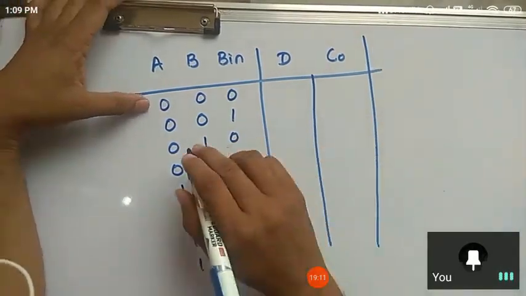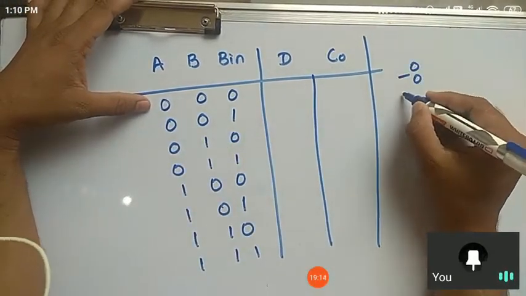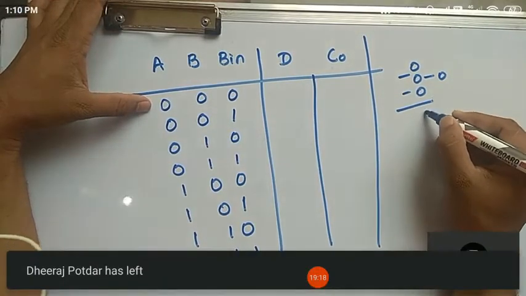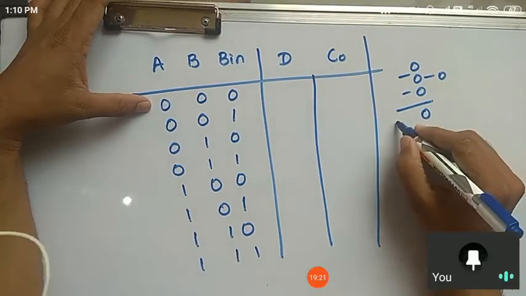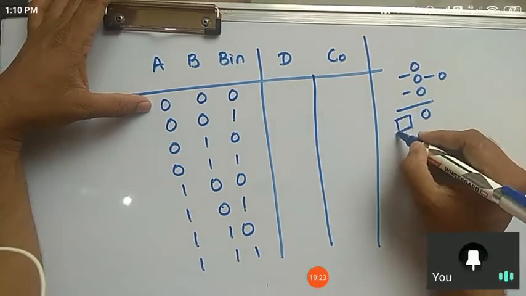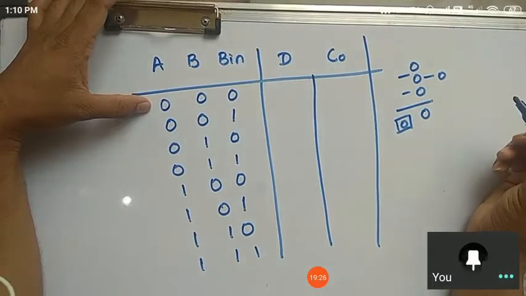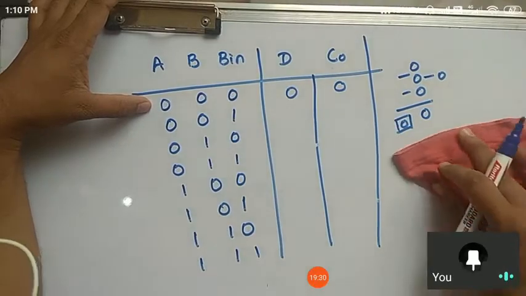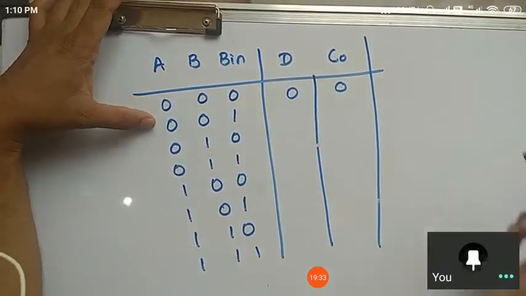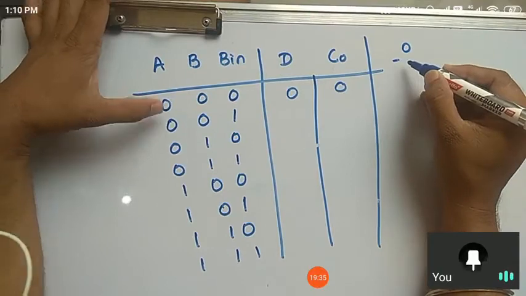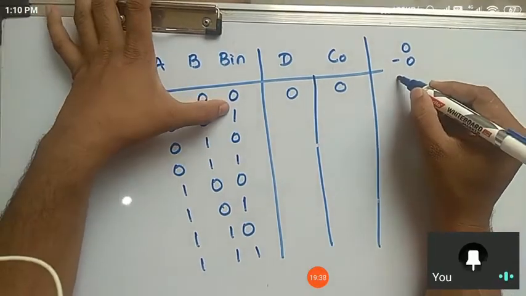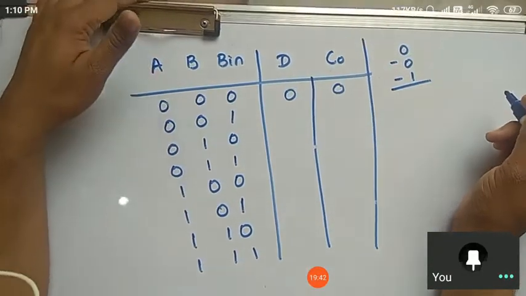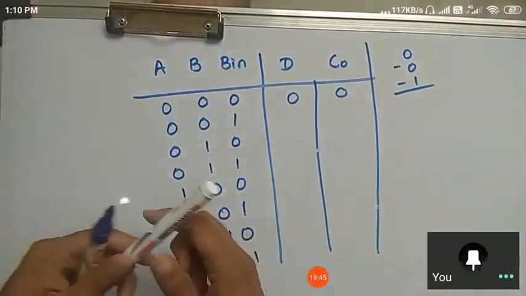Now for this first case, 0 minus 0 minus 0: 0 minus 0 is 0, 0 minus 0 is 0. So obviously these all are 0, so borrow out is also 0. So I am writing here difference is 0, borrow is also 0. Second case, 0 minus 0 minus 1, right? Now we have to perform the subtraction.